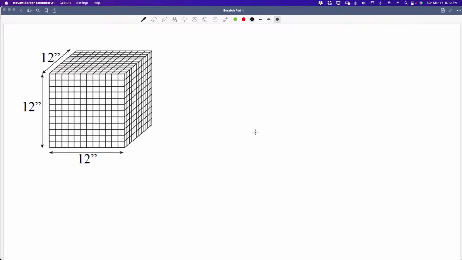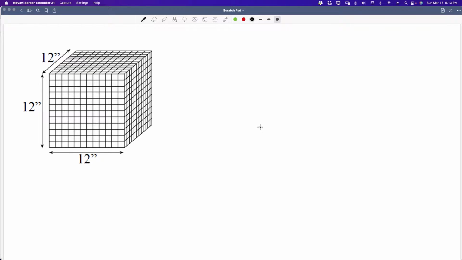Welcome back, pre-algebra students. We're in lesson 118. We're going to talk about converting volume today. We've talked about converting area, and we know how to double those units of measure to make sure we have the right amount. We're going to do the same thing with volume.